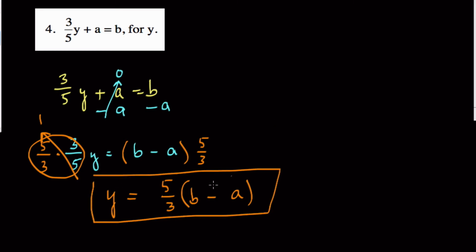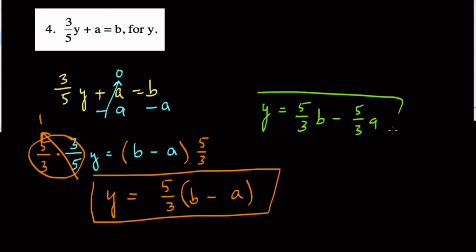If you wanted to, you could distribute that 5/3. You could multiply it by both terms. So what would that look like? You could also write y equals 5/3 b, right? You multiply the 5/3 by the b, minus, you've got to keep that negative sign, 5/3 a. And that would be correct also. So either one of these are the same.